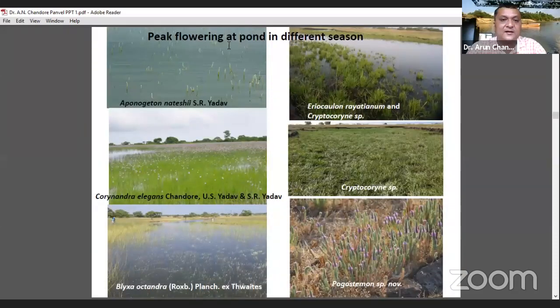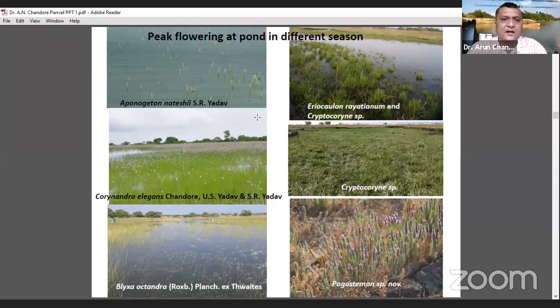That is Aponogeton nateshi. You see this peak flowering Aponogeton nateshi. Then Cornandra elegans, Blixa octandra, Eriocaulon retianum, Cryptocoryne species, and Pogostemon species. Okay, this is the peak flowering period. You see the difference. I studied this pond carefully.